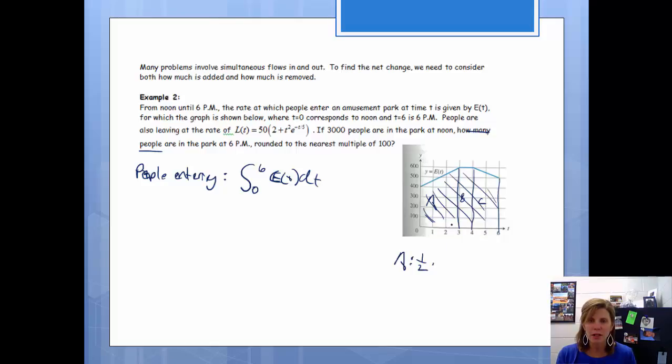It's 1/2 times the height. The height of that trapezoid, because it's a trapezoid on its side, is going to be 3. One of the bases is 400, and one of the bases is 600. Okay, and if we multiply that out, we will get 1,500.